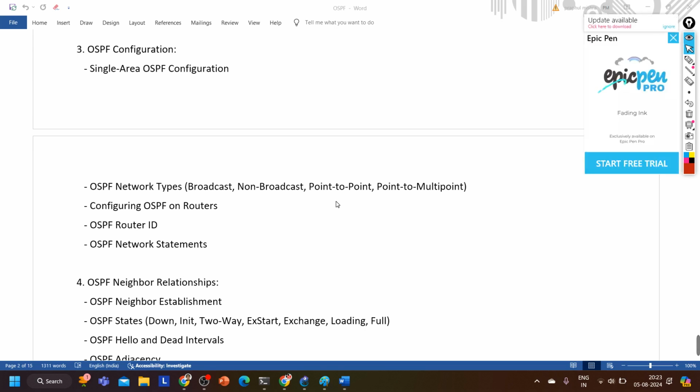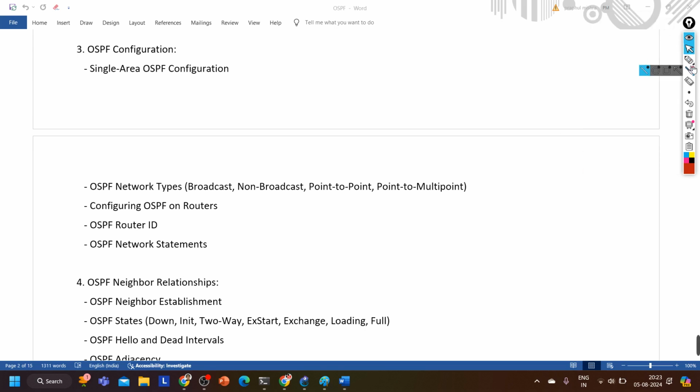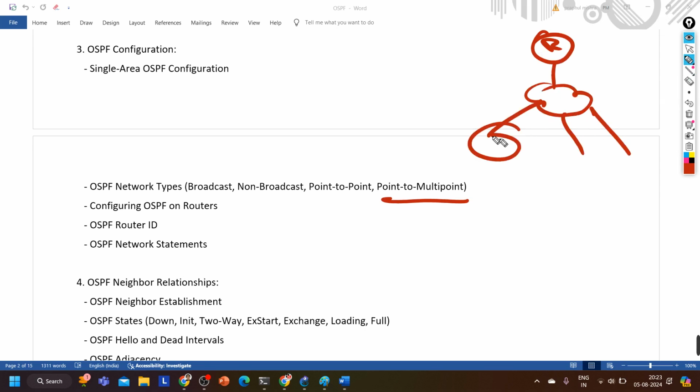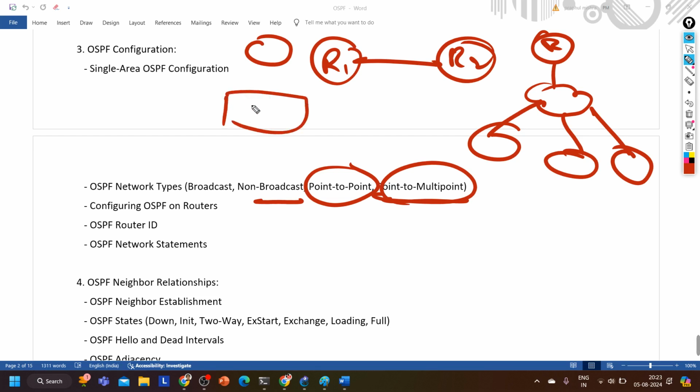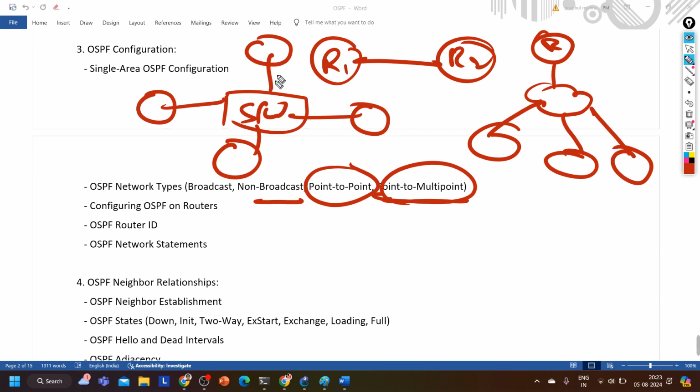If you have a hub and spoke topology, then your network type is going to be different. It will be point to multi-point, because one point, the hub router, is connected with multiple spoke routers, multiple branch offices, right? So network type is point to multi-point, and point to point when there are two routers. Then broadcast, if multiple routers are connected to the same segment, like there is one switch and we have, let's say, four routers like this. So in this scenario network type should be broadcast.